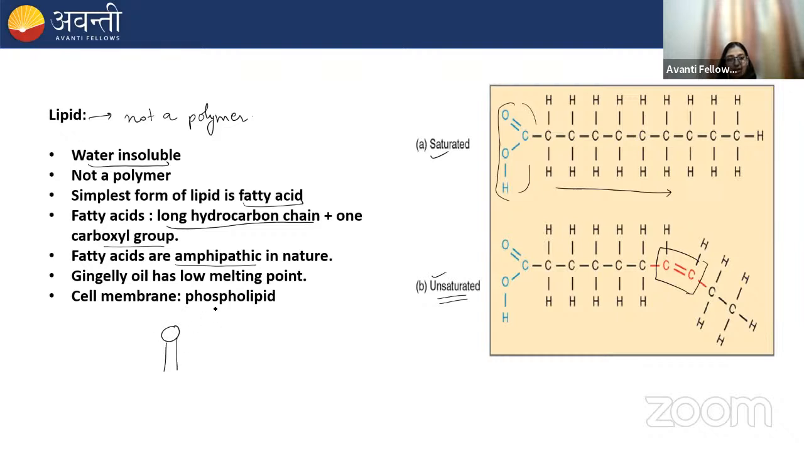The major example of lipid is phospholipid, which is found in the cell membrane, because we know that the cell membrane is made up of a phospholipid bilayer. This is a polar head, and this is a non-polar tail. Because it has both the polar and non-polar groups, we call it amphipathic in nature. And gingelly oil has a low melting point. Remember this.